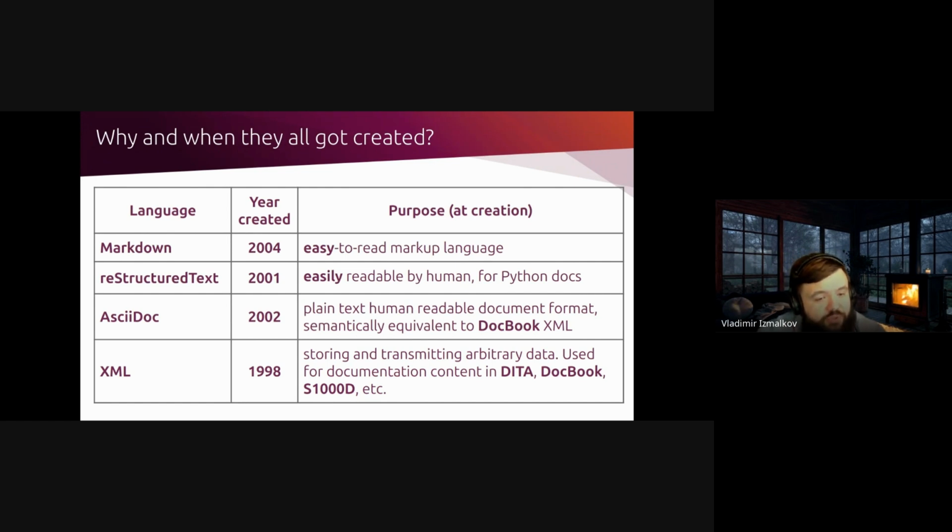So first of all, how and when they were created, or at least why they were created. The first three, being lightweight markup languages, were created mostly as easy-to-read efforts to document stuff, at the beginning of this 21st century. And XML was created slightly earlier as an effort to actually store and transmit any type of data, at least structured data. Later on, we started using it through extensions and standards like DITA, DocBook, and S1000D to actually store documentation.